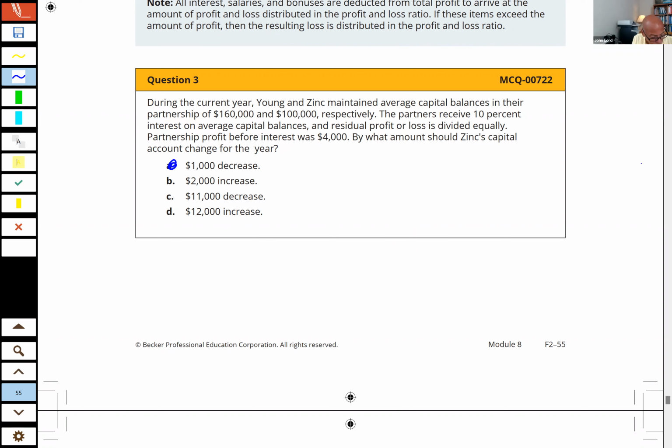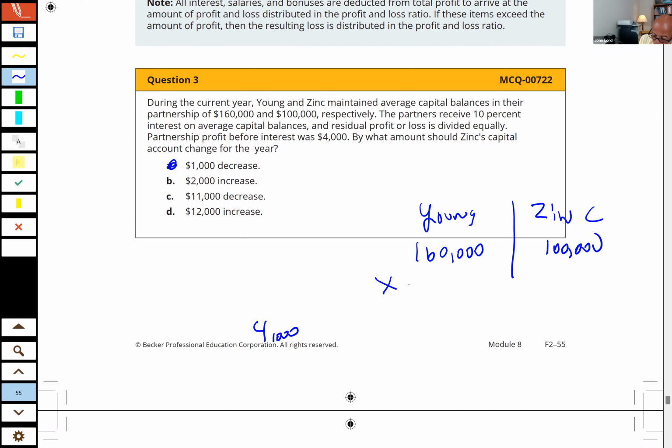Again, we follow the directions, in which they tell us that Young and Zinc have average capital balances of 160,000 for Young, Y-O-U-N-G, and 100,000 for Zinc. They each receive 10% interest on capital balances, and residual profit or loss is divided equally. The profit before the distribution was 4,000. But we are saying that Young gets 10% and Zinc gets their 10% first. So that means Young is entitled to 16,000, and Zinc is entitled to what?